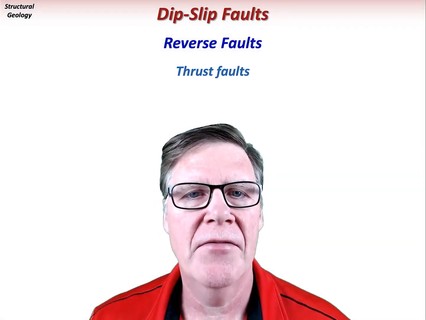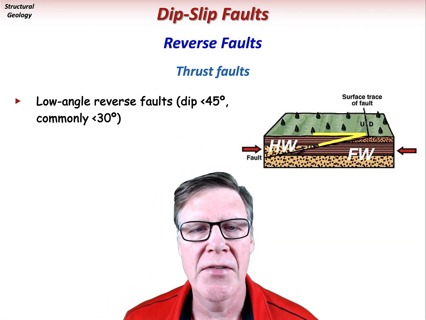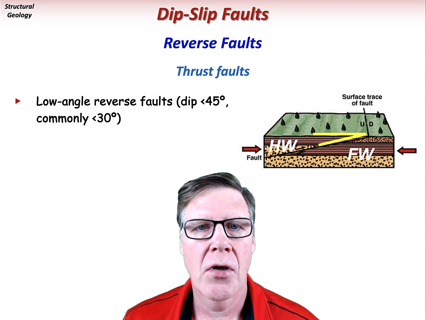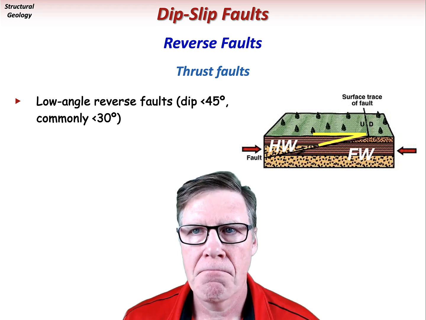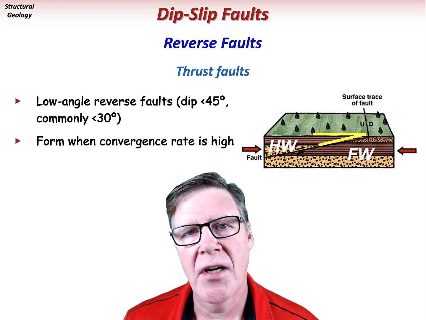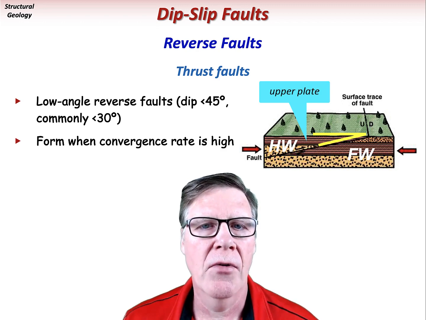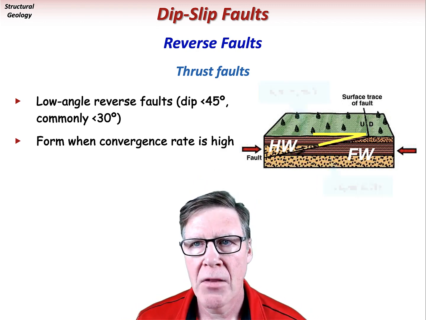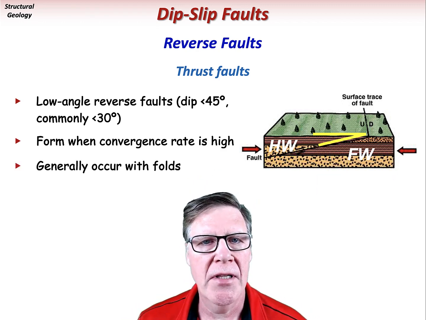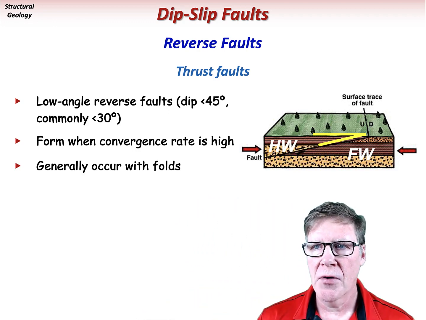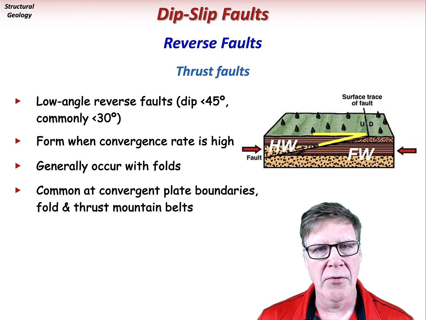Some reverse faults have dip angles less than 45 degrees, and commonly less than 30 degrees. These are called thrust faults. These faults form when the rate of tectonic convergence is high and involve an upper plate moving up and over a lower plate. And thrust faults commonly accompany the formation of folds. Thrust faults are common at convergent plate boundaries.